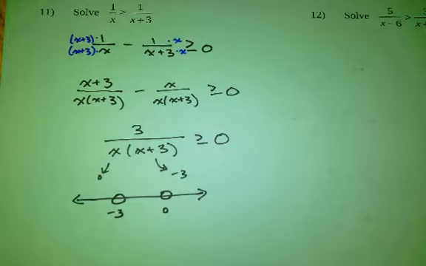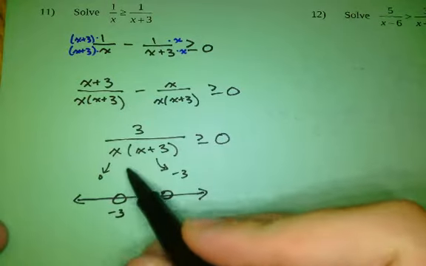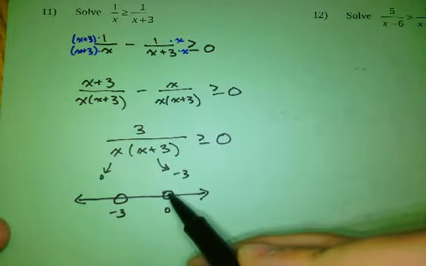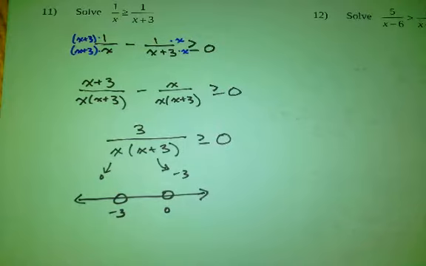When we do that, the top kind of cancels out nicely. You're just going to get a 3 on top. Do I need to test any numbers on the top? No, the top will always be positive. And why are these open circles for -3 and 0? Because they're vertical asymptotes.